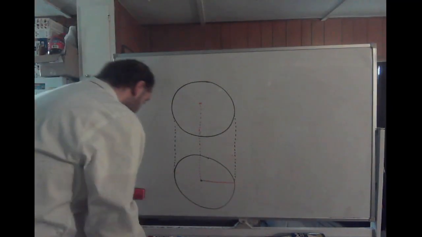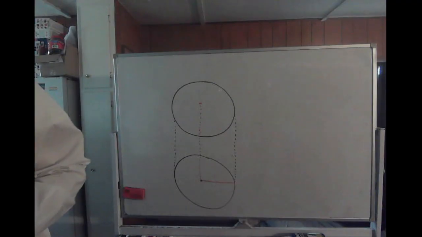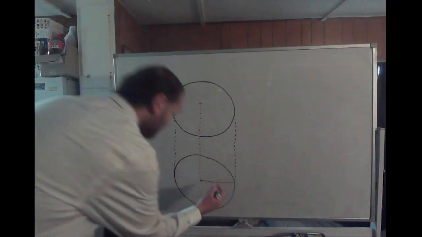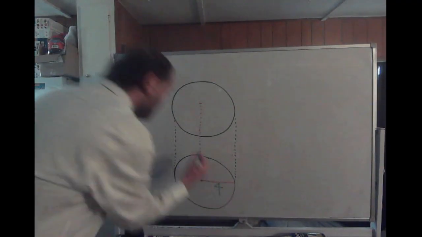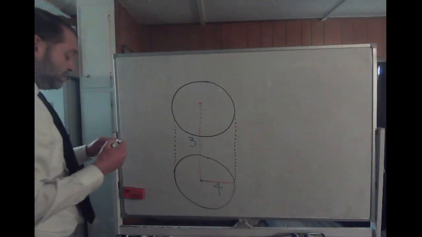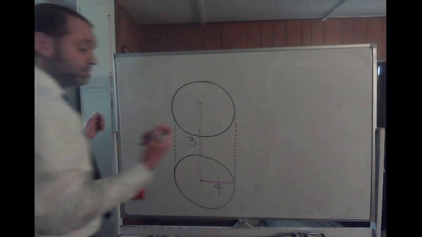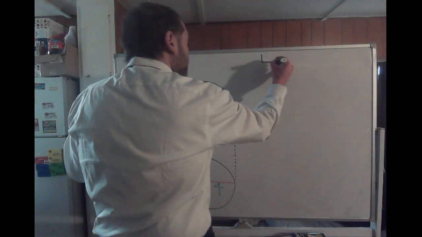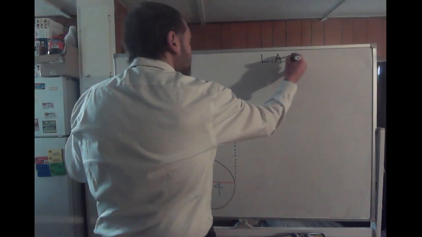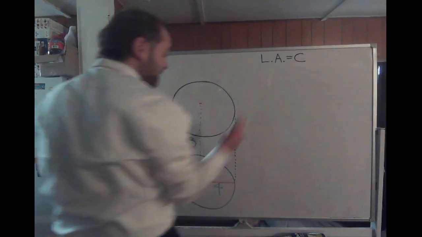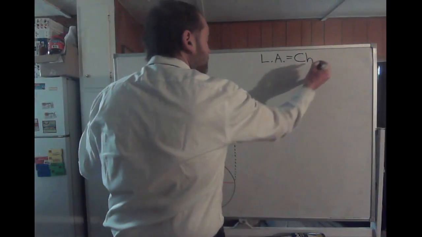All right, what's next? We have a radius of 4 and then a height of 3. So we have a cylinder with a radius of 4 and a height of 3. Well, start with the lateral area, of course. That's equal to the circumference of the base times the height of the cylinder.